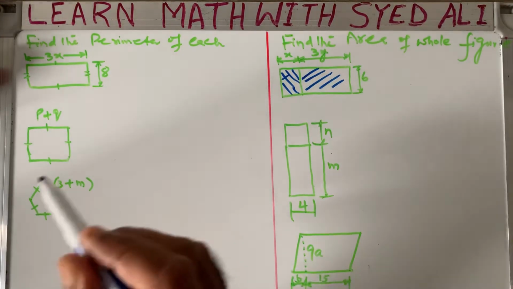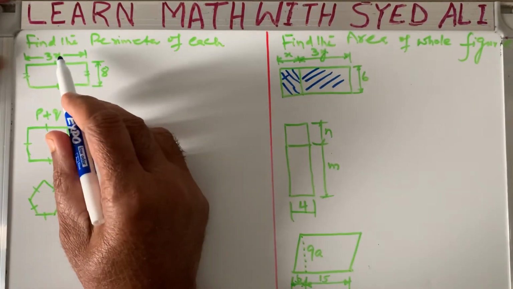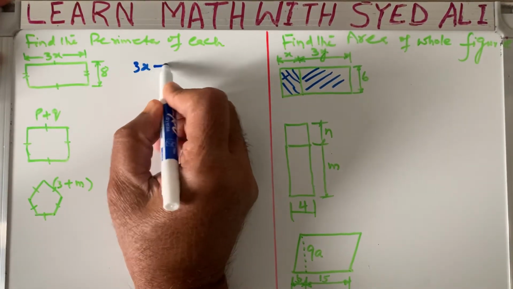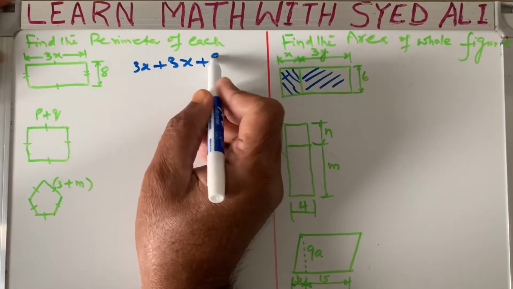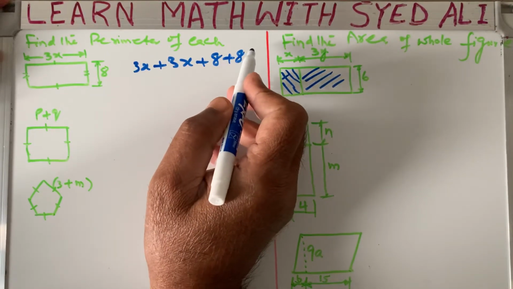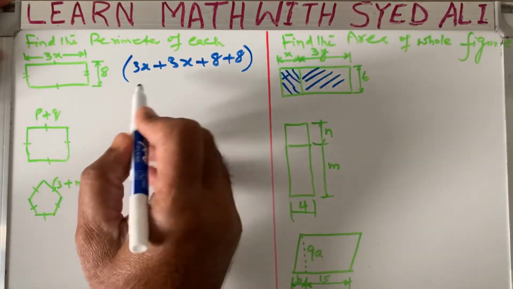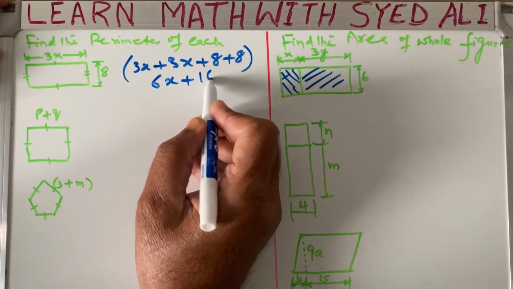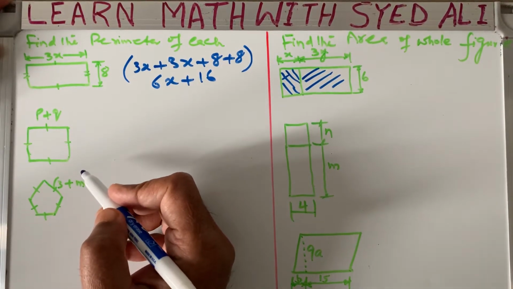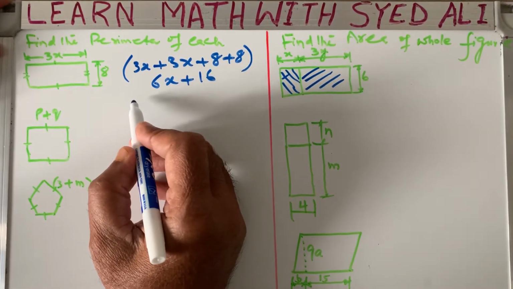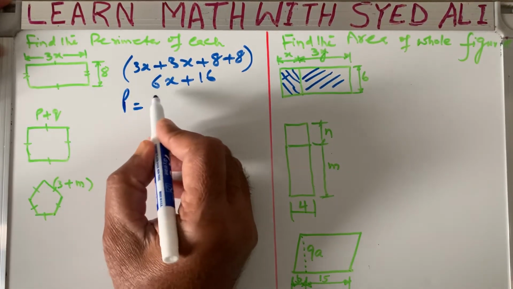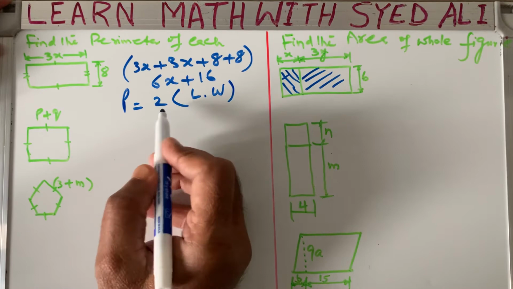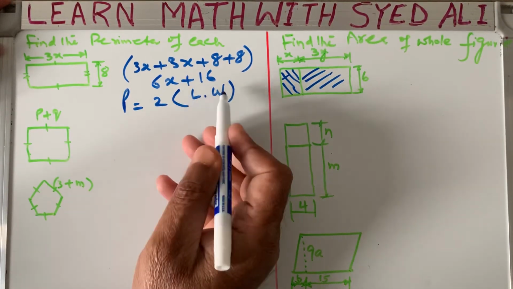Perimeter is the sum of all the sides, you know that. So here, the sum of all the sides means we have 3x plus 3x plus 8 plus 8. One way of doing this is that we know it is the sum of all the sides, so we can say that it is 6x plus 8 plus 8, which is 16. Another way of writing it is in terms of the formula: perimeter is equal to 2 times (L plus W). When you open it, it is 2L plus 2W.